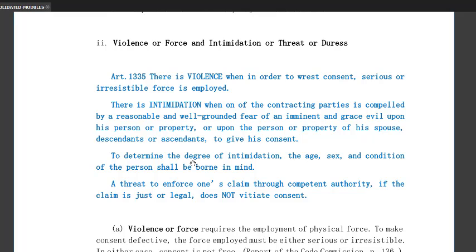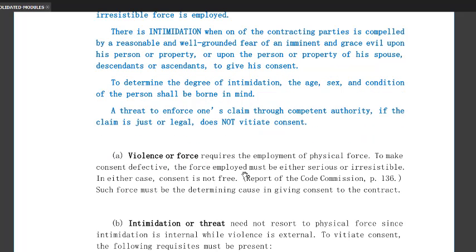Let's have 1335. Ano ba yung violence? Kapag po nag-e-employ ka ng force or physical force, o di kaya physical contact between persons na gumagamit ka ng coercion, yun po ang tawag doon ay violence. So, to make the consent defective, the force employed must either be serious or irresistible. In either case, consent is not free. It means to say it's not freely given. So, such force must be the determining cause in giving consent to the contract.